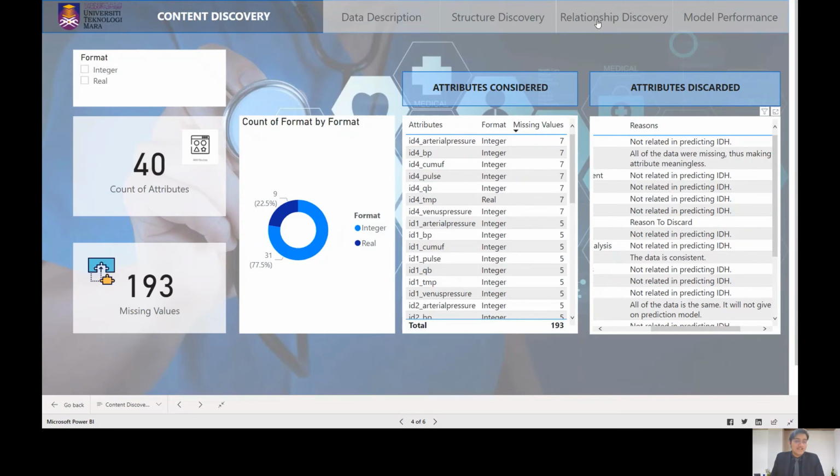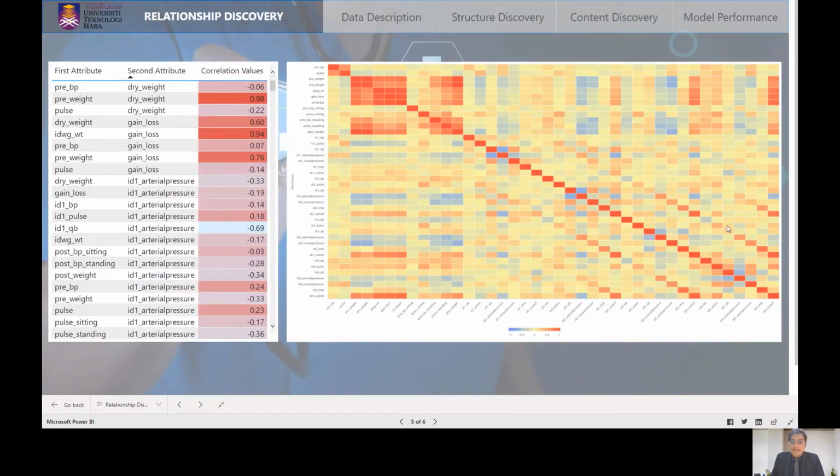Next, we move on to relationship discovery. In relationship discovery, we can see that the relationship between attributes is shown in a heat map. This heat map can be read through the table provided beside it. The table in this dashboard shows the correlation values between the first attribute and the second attribute. For example, between pre-BP and dry weight, the correlation value is negative 0.06. We can take a look at the heat map and read the correlation matrix based on the table beside it.